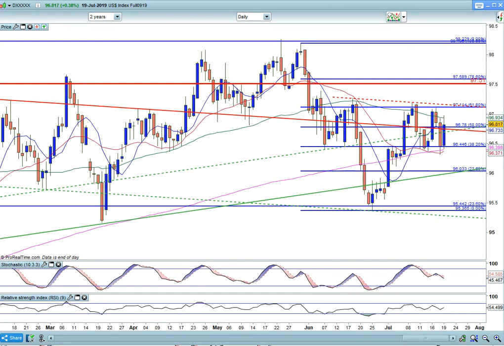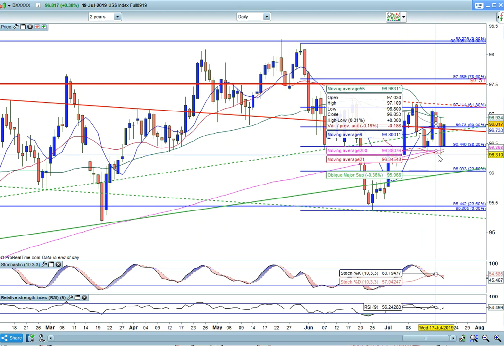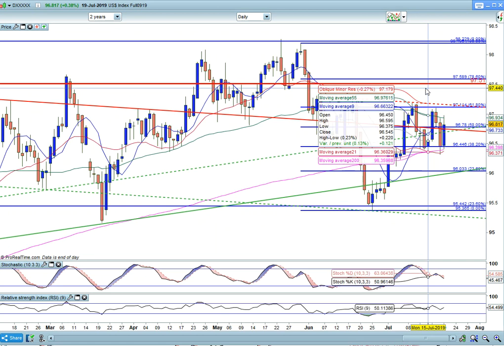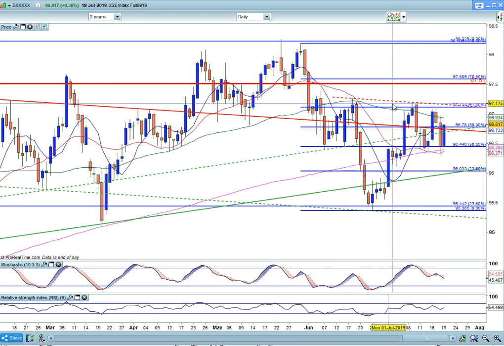Now on the daily chart, you can see that the downside has been kissed and cuddled by the 96.38, 21 day and 200 day moving average. From here, when we rallied, look, we stalled just at that 61.8, which comes in at 97.11. We've also got this line coming in here, and that today will be at 97.17. So it's going to be around that area.